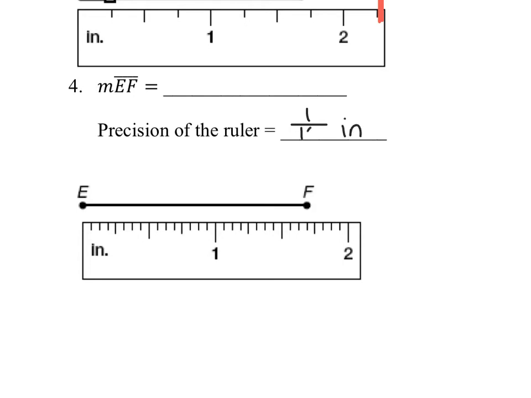That's 1/16. If you're going from 0 to 1, you count up all those tick marks, there's 16 of them. So the space from one tick mark to another would be 1/16 of an inch. Going from E to F, we're looking at 1 and how many of those 16ths? 11. That looks like 11, yeah. So 1 and 11/16.